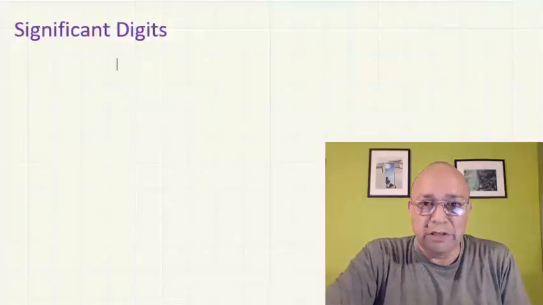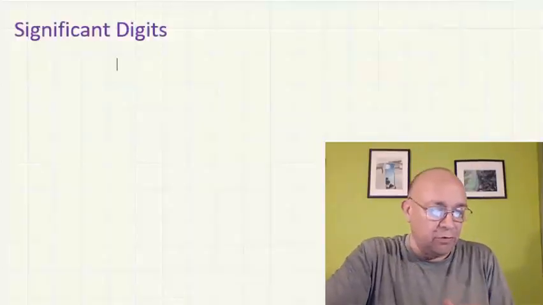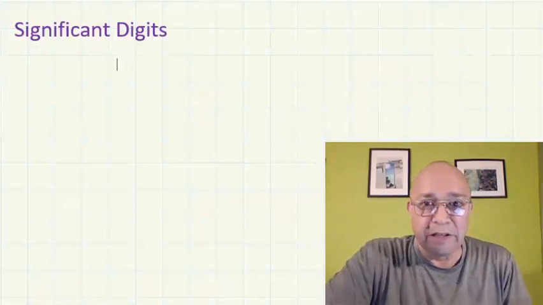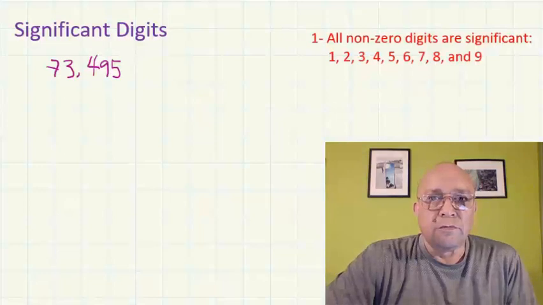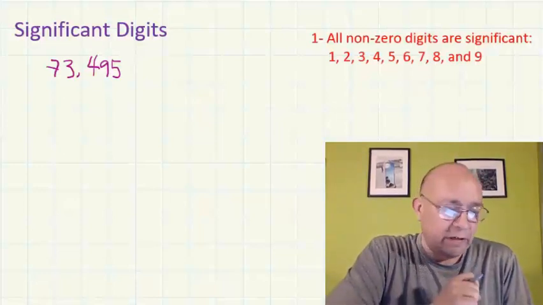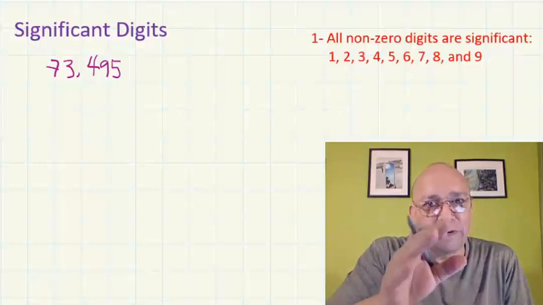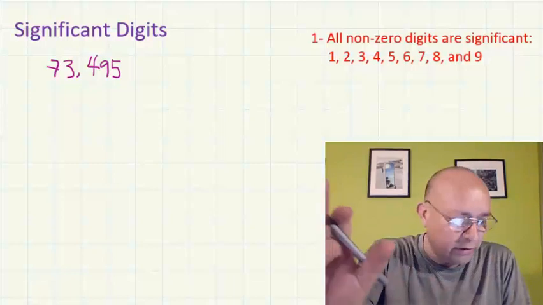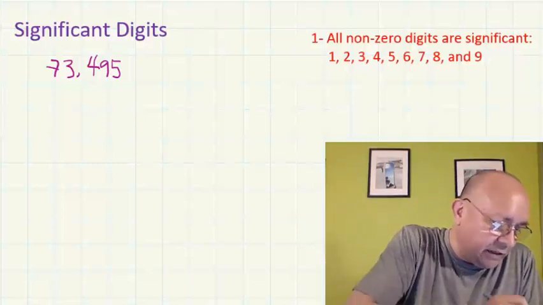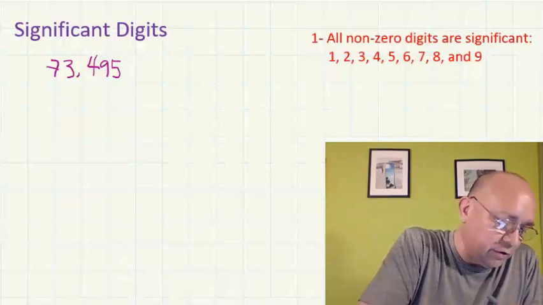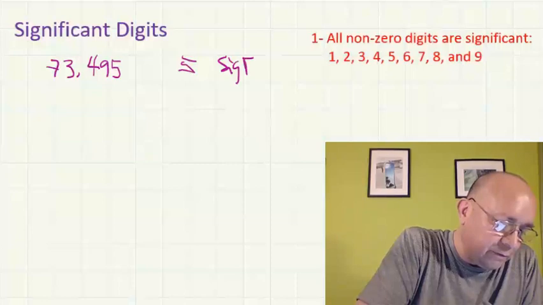All right, so let's take a look at the rules in order to verify the significant digits. First rule, all non-zero digits are significant. So 1, 2, 3, 4, 5, 6, 7, 8, and 9 are significant digits no matter what. So in this number that I have here, 73.495, we have 5 non-zero digits. So this one has 5 significant figures.